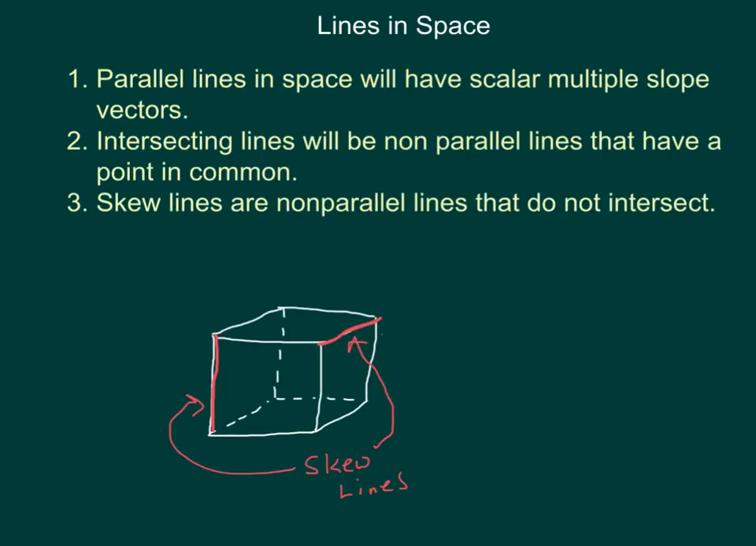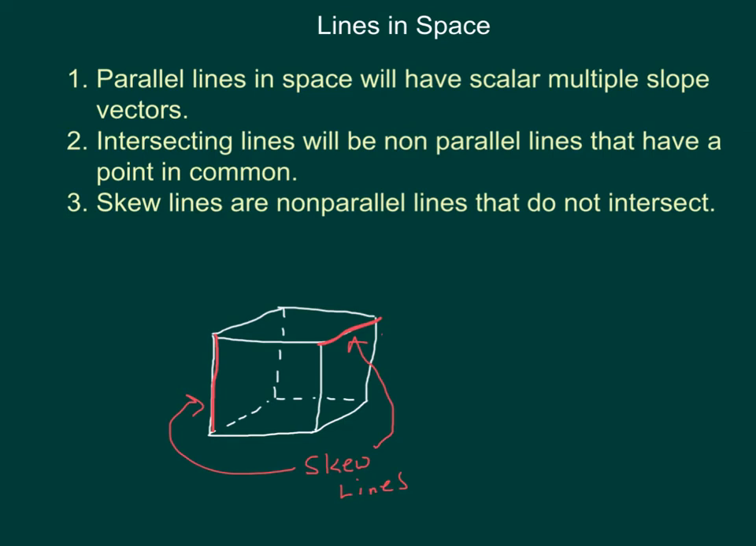Now, in terms of lines in space, you really have 3 different things that can happen. Number one, they could be parallel lines. Parallel lines are going to be lines that obviously never intersect, but they're going to be ones where their slopes are going to be scalar multiples of each other. So if I look at their slope vectors, they will be scalar multiples of each other. Number 2 is going to just be intersecting lines. Lines intersect in space.